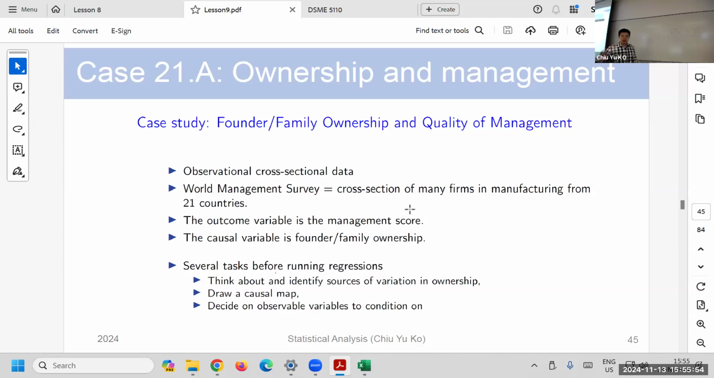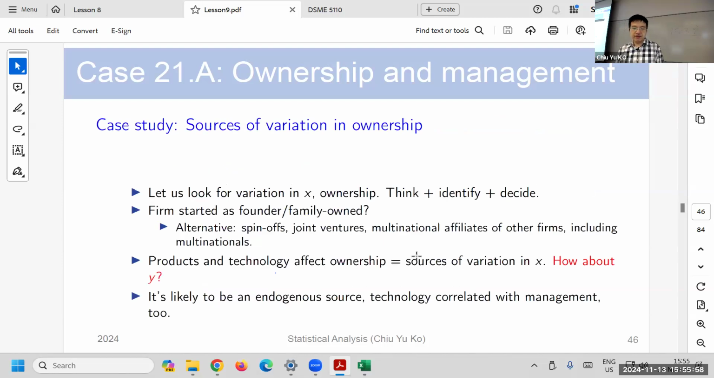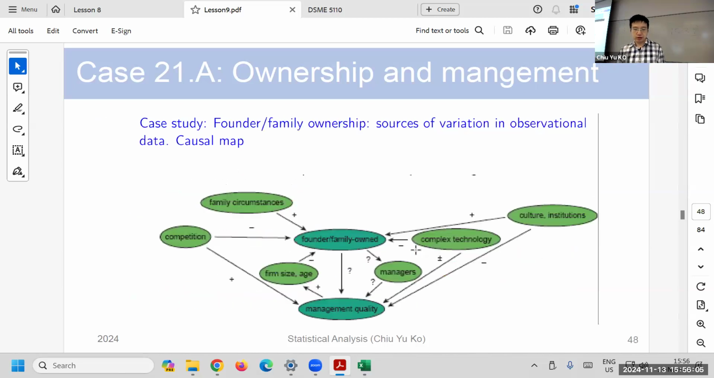We have to draw a DAG, the causal map, and think about what the variations are. So this is the map. Here comes the complicated stuff: whether your firm is family owned affects the management quality. You want to establish whether it is plus or negative. So this is the complicated thing.